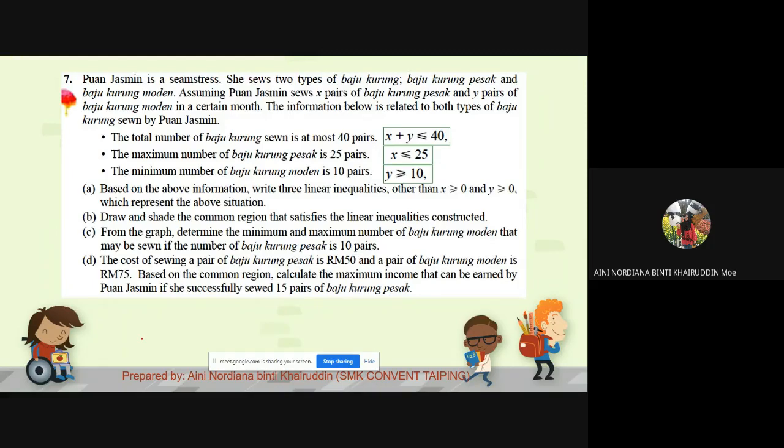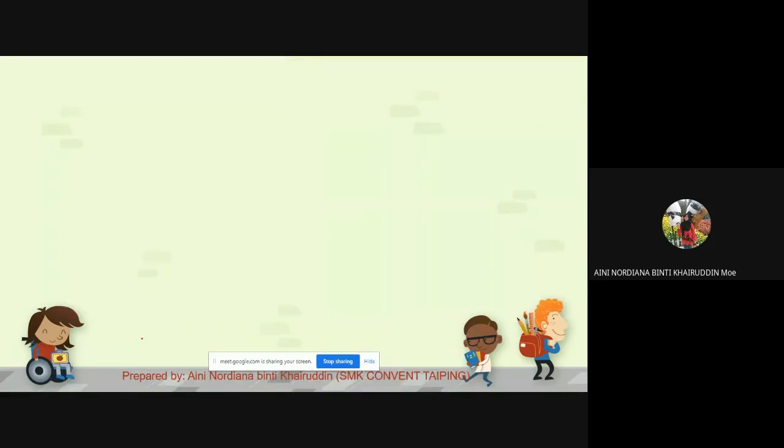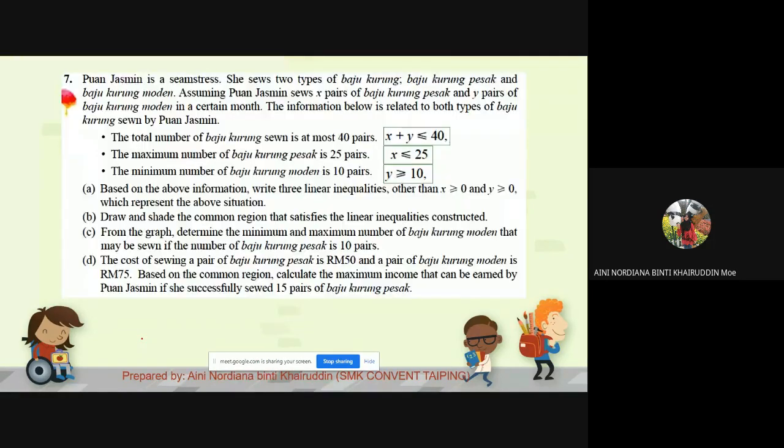So this is the answer for A. B. Draw and shade the common region that satisfy the linear inequalities constructed. So inilah bentuk graf. C. From the graph, determine the minimum and maximum number of baju kurung modern that may be sewn if the number of baju kurung pesak is 10 pairs.